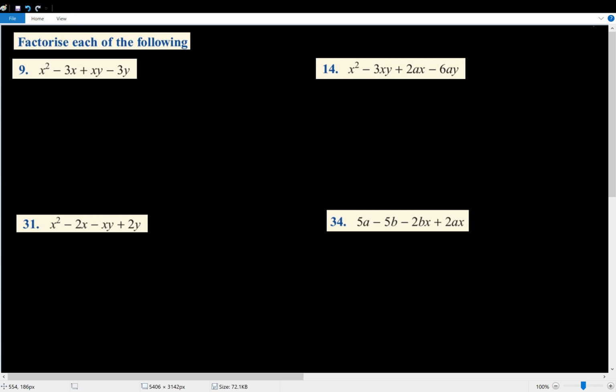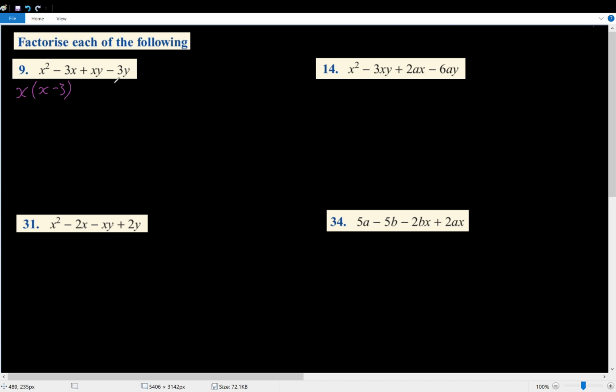So from our first two, our highest common factor is going to be x. So we're going to put down x and then we're going to open a bracket. And inside our bracket we're going to get what we divide x squared and minus 3x by x. So x squared divided by x is x, and minus 3x divided by x is minus 3. And we close our bracket.